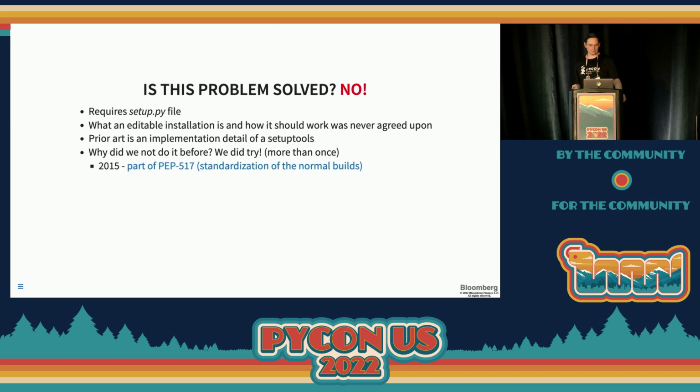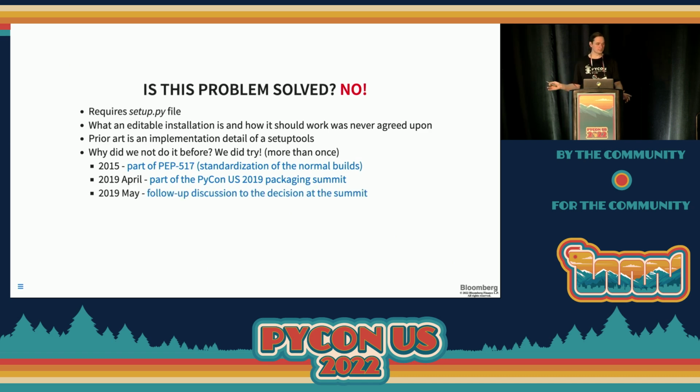It first came up when we started to standardize the normal installations in 2015. And it was so controversial back then that the writers of PEP-517 explicitly stated that someone else, someone later, is going to solve it. We don't want to deal with this because otherwise we'll never get anything accepted. Then in 2019 we tried again, as part of the packaging summit at the previous in-person conference. We even agreed on a solution, and we all walked away thinking, hey, we just need to implement it and ship it. Then after the conference, there was more follow-up discussion.